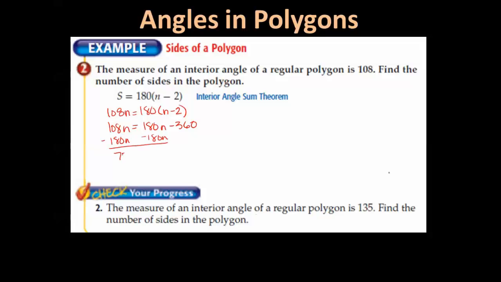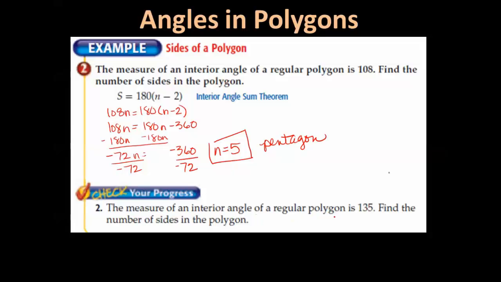So I'm going to have negative 72n equals negative 360. I divide both sides by negative 72, and I get n equals, let me see what 360 divided by 72 is. And notice the two negatives are going to make it positive. So that's the number of sides, which is a pentagon.